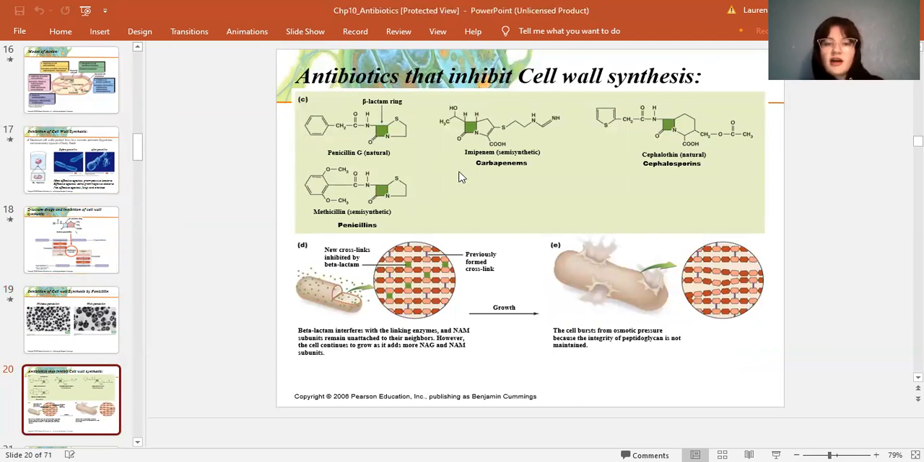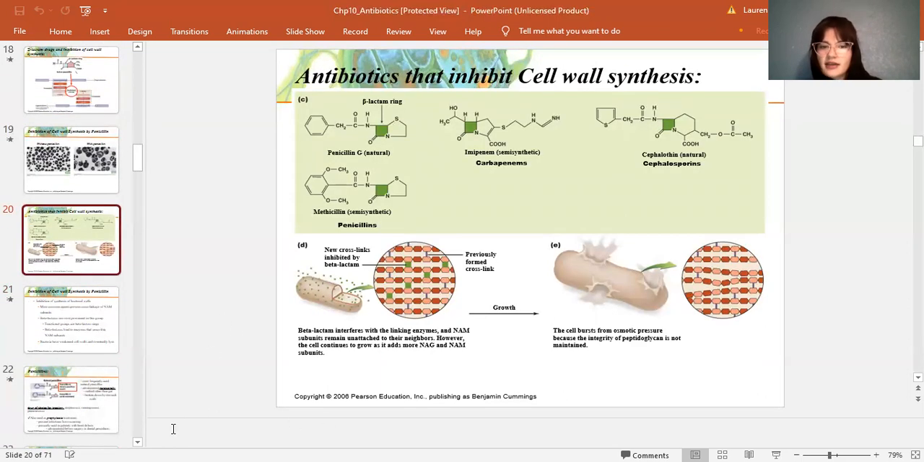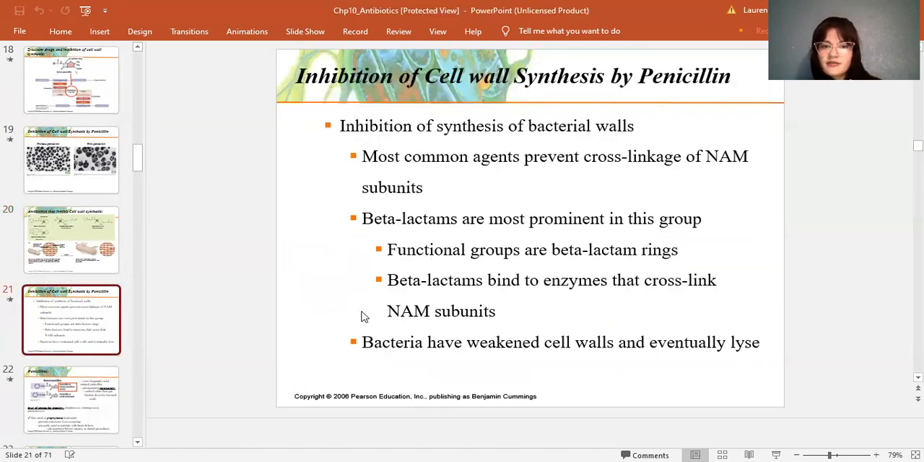Now, these are different. The whole idea is that these are different classes of antibiotics that all have the beta-lactam. So penicillin and methicillin are both penicillins, but carbapenem is imipenem, and cephalosporins is cephalothin. And they all have this beta-lactam ring, which targets the cell wall synthesis, the NAG-NAM. See? All right.